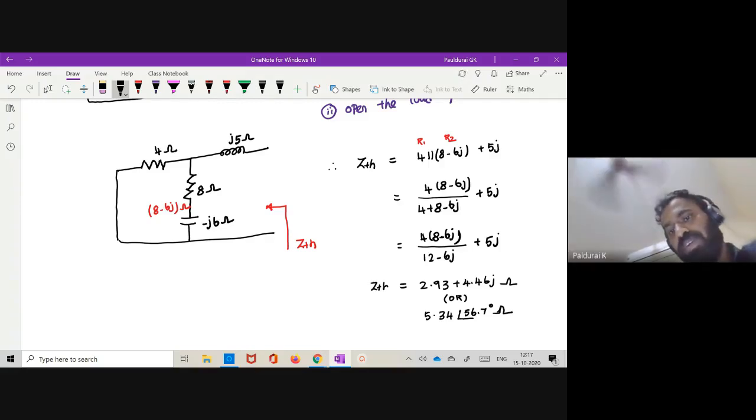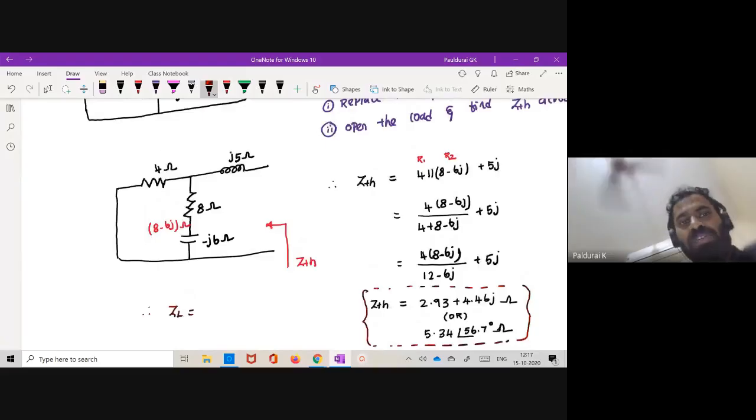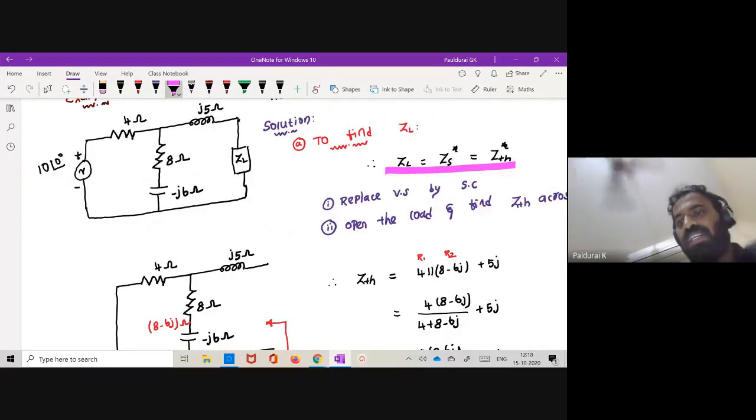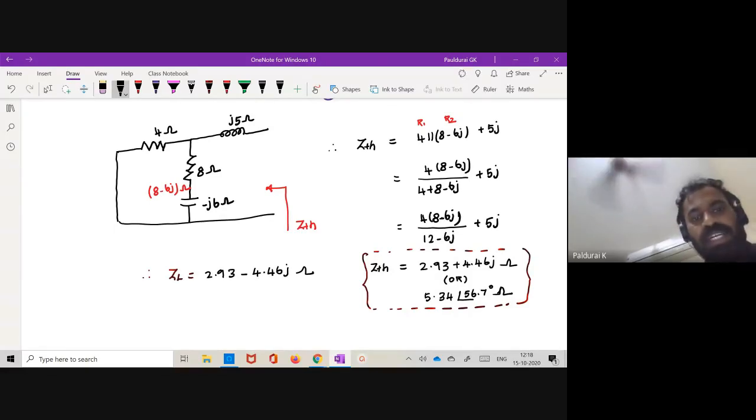All of you, please verify. Have you got the same answer or not? Now, Bala Siddharth, let me know what is the value for ZL. ZL equals, you know this, right? ZTH conjugate. So what is the value for ZL? It is 2.93 minus 4.46 J. So this is the required ZL value for maximum power.